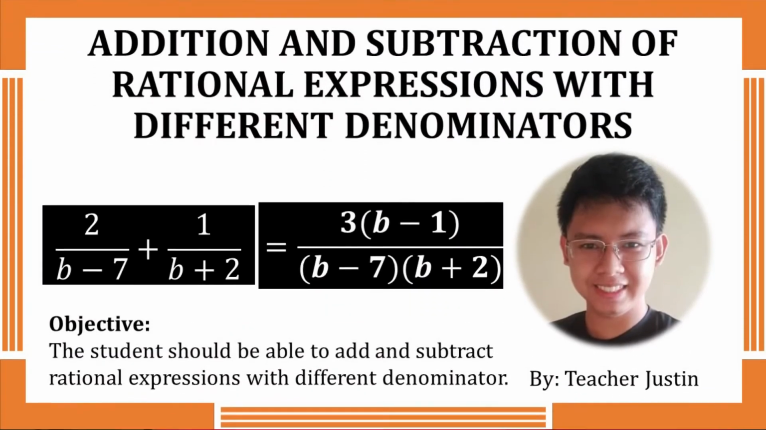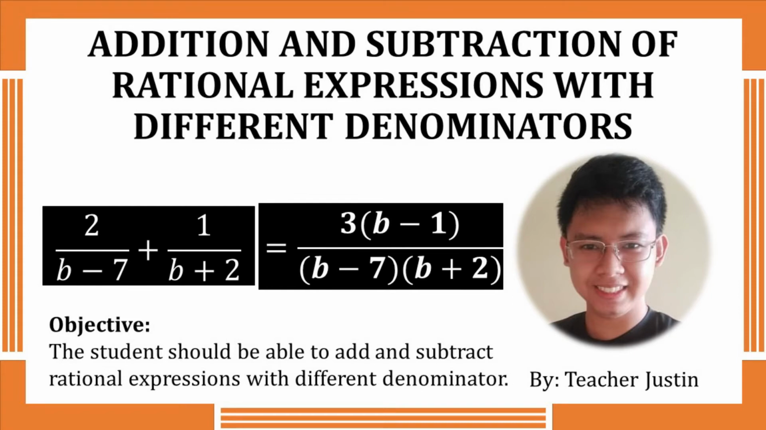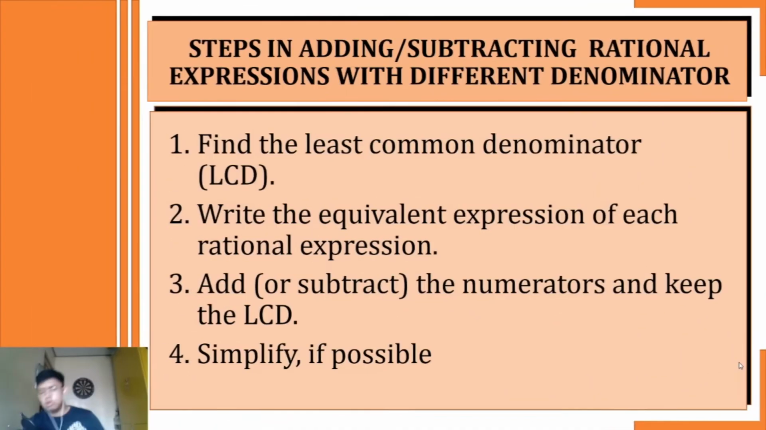On today's topic, we're going to add and subtract rational expressions with different denominators. Here are the steps in adding or subtracting rational expressions with different denominators. First, find the least common denominator. Second, write the equivalent expression of each rational expression. Step 3, add or subtract the numerators and keep the LCD. Then fourth is simplify if possible. Now let's proceed to our example.